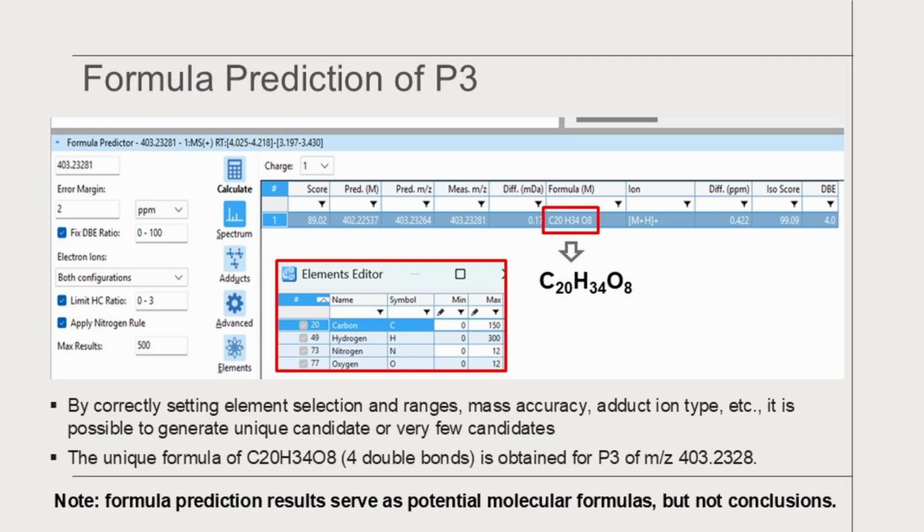For example, for P3 precursor of m/z 403.2328, set carbon, hydrogen, nitrogen, and oxygen, and protonated ion type. The unique formula of C20H34O8 is generated. If the element selection includes other elements, such as sulfur or phosphorus, more candidate formulas are generated. Therefore, formula prediction results serve as only potential molecular formulas, but not conclusions.